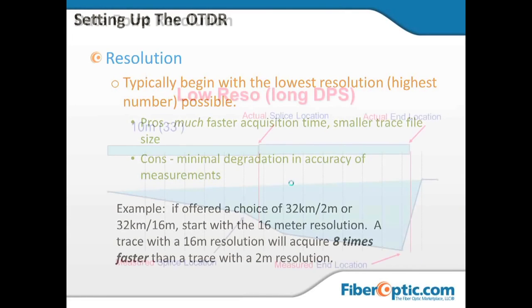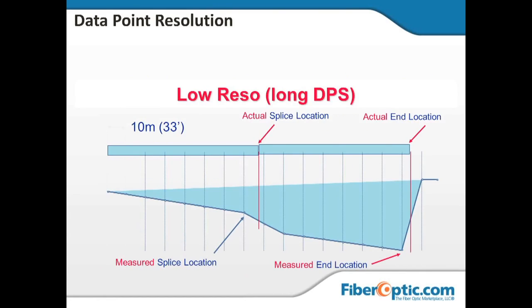Now let's look at some real-world examples of that and see how much effect that really has. Here we've got a long spacing. We've got 10 meters between data points, so each of these lines is a data point 10 meters apart. Okay, so we've got a splice here, and the actual location is right here. This is where it's going to show on the OTDR.